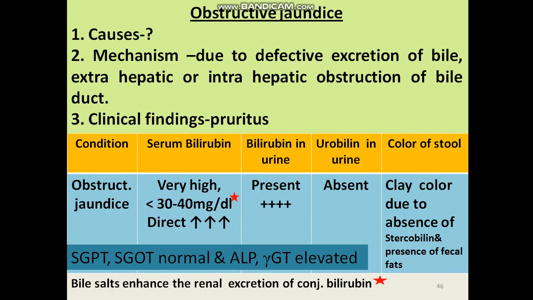Now next is obstructive jaundice. It is due to defect in excretion of bile. It is either extrahepatic or intrahepatic obstruction of the bile. Now the biochemical or clinical findings are: in obstructive jaundice, the serum bilirubin is very high, 30 to 40 milligram per dl. Bilirubin in the urine is present. Urobilin in the urine is absent. Color of the stool is clay color due to absence of stercobilin and presence of fecal fats.